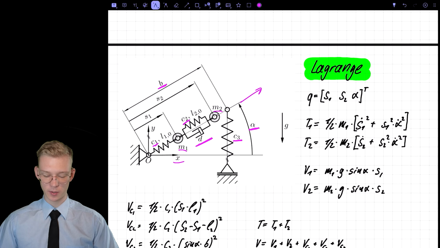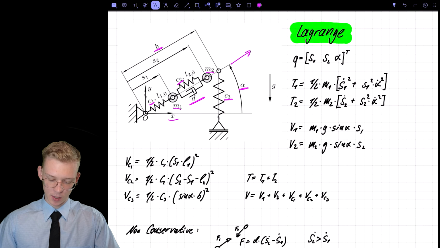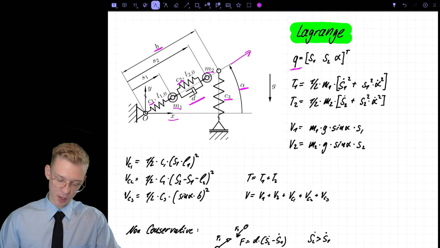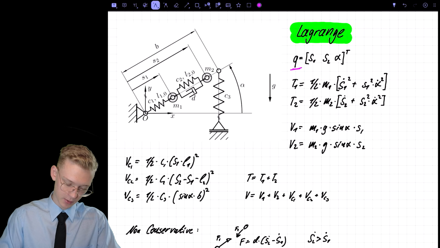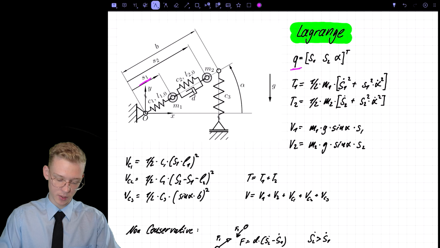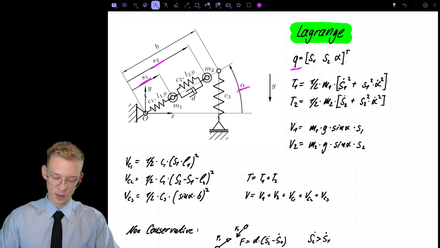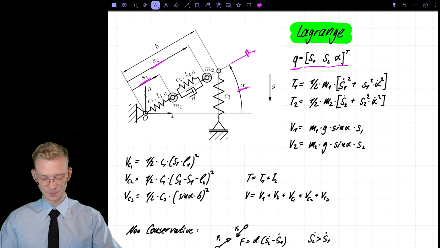And now we need to follow our recipe that we know. So we get the kinetic energy first, we get the potentials, then we project the non-conservative forces, sum everything up, and this will be our equations of motion. So let's first think about our Q's, so our generalized coordinates. To categorize the system fully, we only need three variables. That's first, the position of mass 1 along the bar, the position of mass 2 along the bar, and the angle alpha to place the bar in space. So that's why we have S1, S2, and alpha.